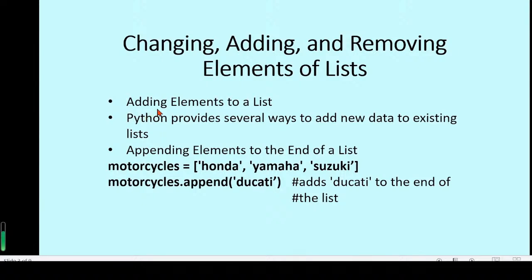And we can also add elements to a list. Python provides several ways to add new data to existing lists. We can append elements to the end of a list. So this is the original list for the motorcycle. And we can use the append function. So motorcycle.append Ducati. So Ducati is added to the end of the list.